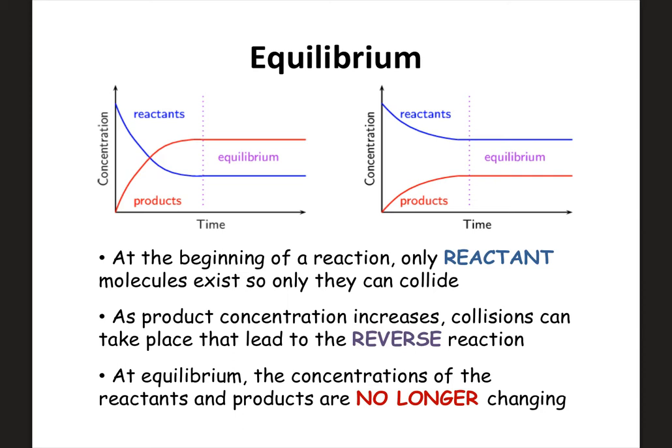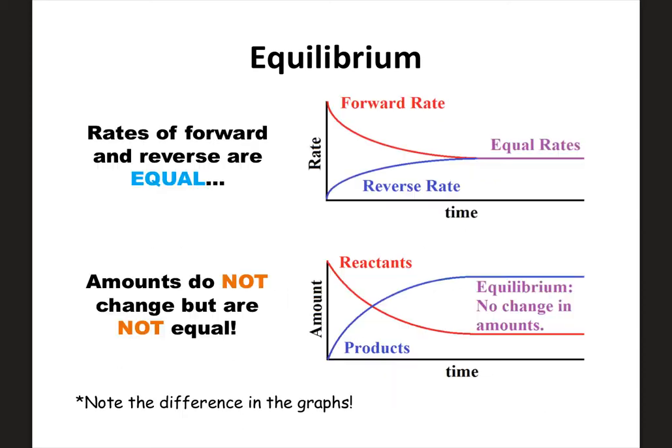There's no longer a change in concentration of the products. So we're at this equilibrium state here. All right, so pay very close attention to this. These are concentration versus time graphs. At equilibrium, the concentration of the reactants and products no longer change and they remain the same.